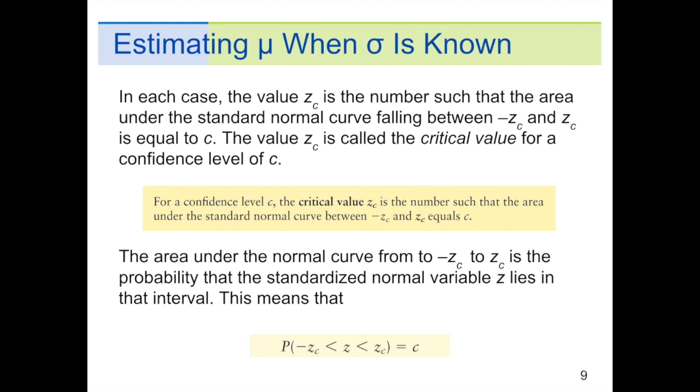For confidence level c, the critical value z sub c is the number such that the area under the standard normal curve between negative z sub c and z sub c equals c. The area under the normal curve from negative z sub c to z sub c is the probability that the standardized normal variable z lies in that interval. This means that the probability that z is between those two is c.